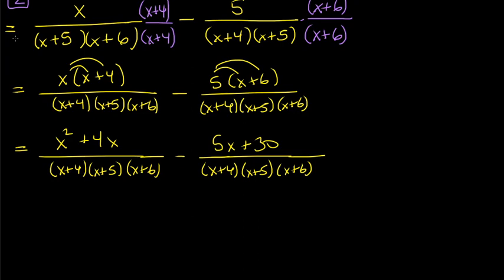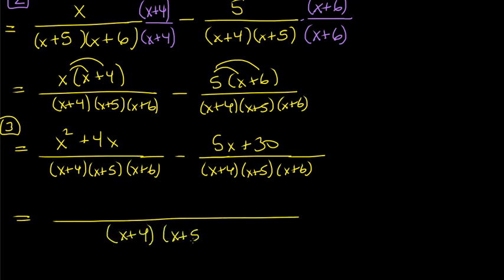All right, so step 3, notice that the two denominators are identical. x plus 4, x plus 5, x plus 6, same denominator. Now I just subtract the numerators. So leave the denominator alone. Do not multiply that out. That would be a lot of work, and it's counterproductive. However, the numerator here is x squared plus 4x minus 5x plus 30.